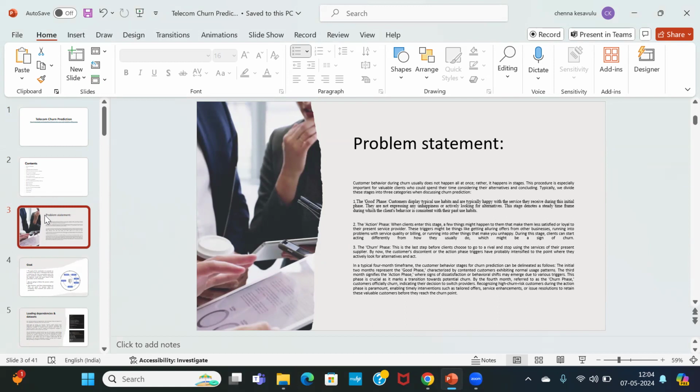A few things might make them less satisfied or loyal. The trigger might be getting alluring offers from other businesses that are more cost effective. The churn phase is the last step before the client chooses to go to a rival, stop using the service, and switch to alternative services. So, coming to the next slide.